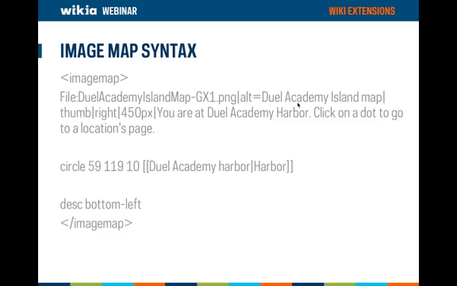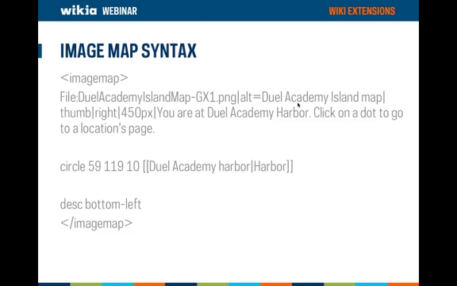Next is circle and the coordinates. These are saying where you want the circle to be located, what it should link to, and how big the circle should appear. The first 2 numbers are the coordinates of a location, so 59 pixels in to the right and 119 pixels down. The 10 is saying the circle's radius is 10 pixels, so 10 pixels in any direction from that 59 pixel, 119 pixel coordinate.